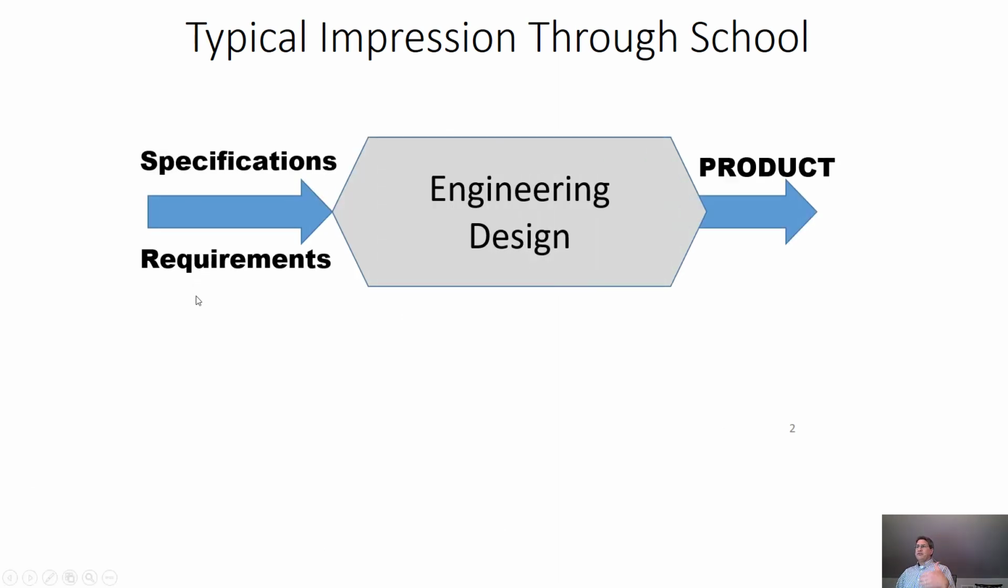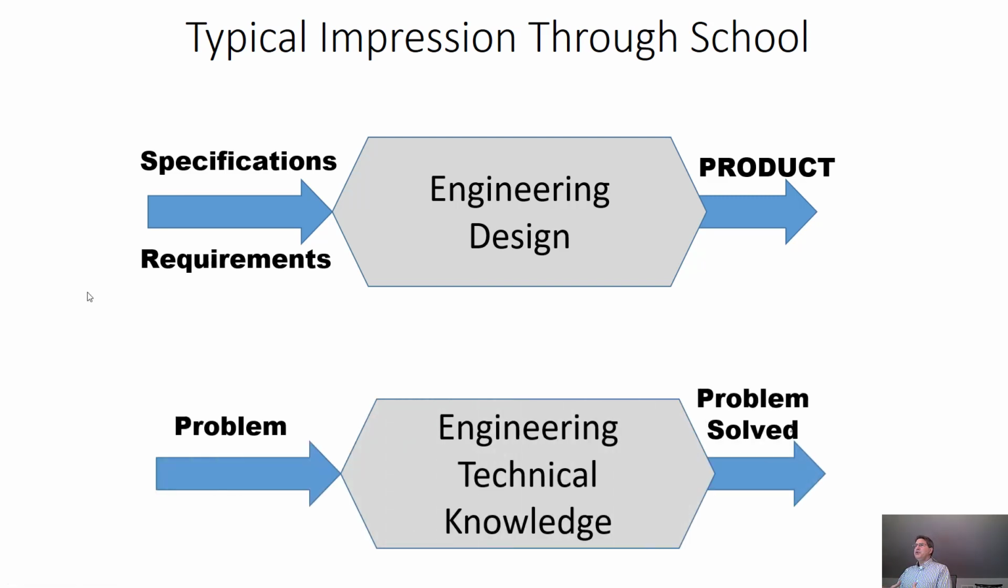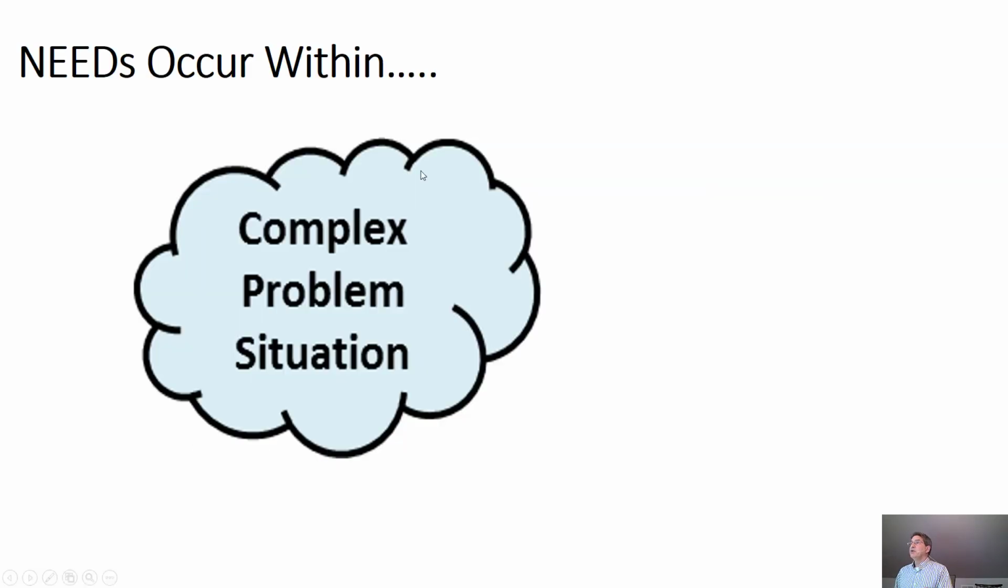Here's the typical impression that you're likely to get in school about design: someone gives you a set of specifications, requirements, you perform engineering design, and a product pops out the other side. Or there's some problem, you take your engineering technical knowledge, and that problem gets solved. It's very easy as you go through school to develop this kind of impression of how design and problem solving really works. But it doesn't work this way in the real world, because real problems, needs occur within complex problem situations.